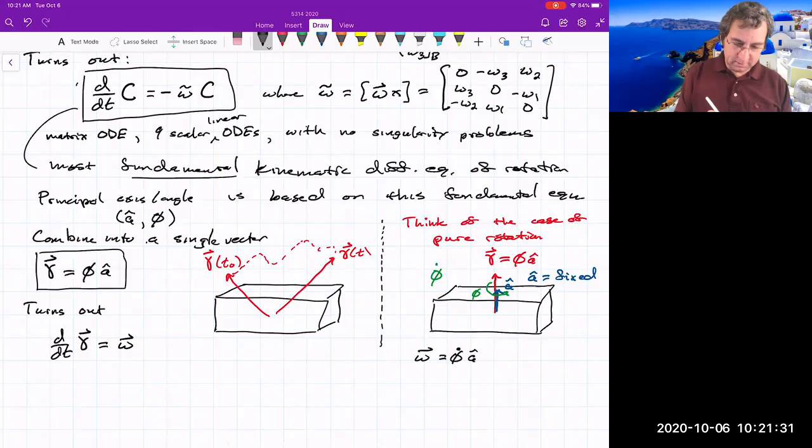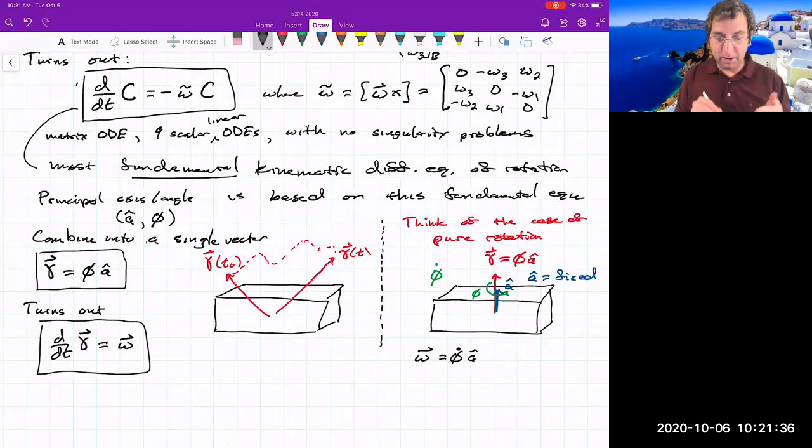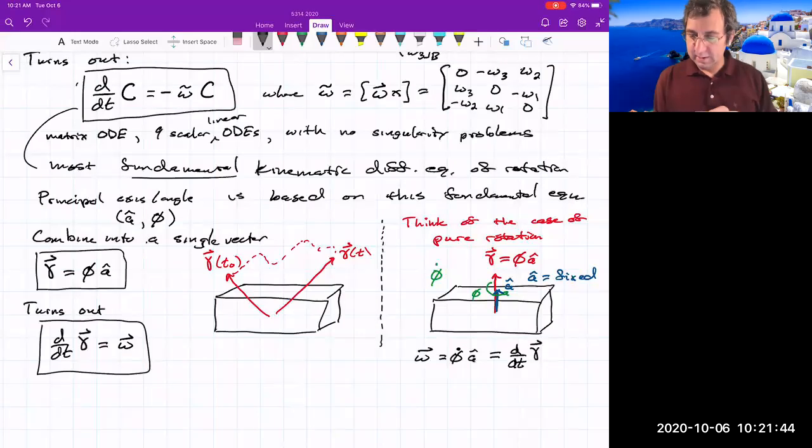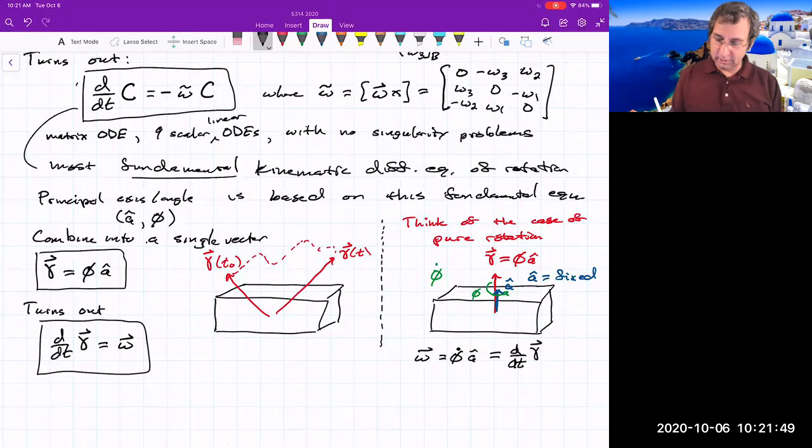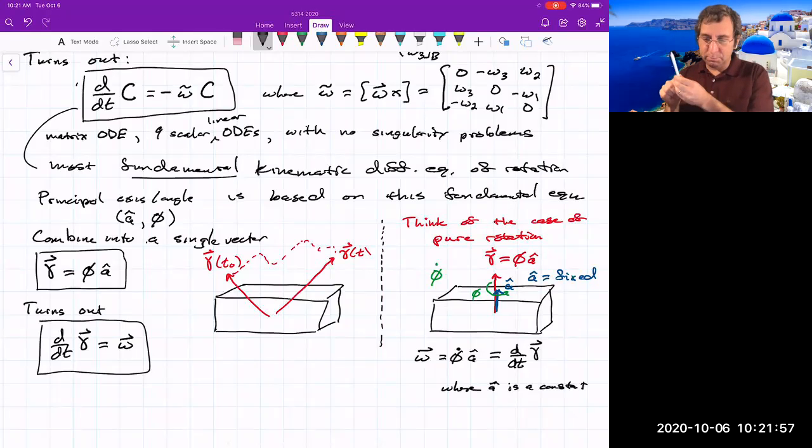And according to this ODE out here, which is another way of writing the kinematic differential equation of rotation, omega equals d by dt of gamma. And if A is fixed, then A hat is a constant. Then gamma is just some vector pointing in the direction of A, as we've shown it here.